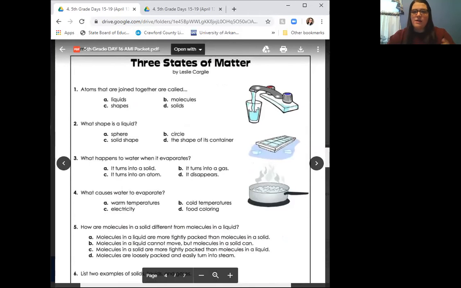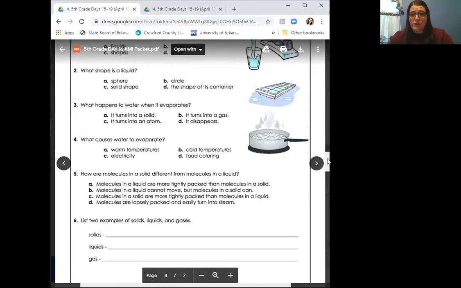So it says, question 1, atoms that are joined together are called A, liquids, B, molecules, C, shapes, or D, solids. Question 2, what shape is a liquid? A, sphere, B, circle, C, solid shape, or D, the shape of its container. And all these answers come from the article that you're going to read.